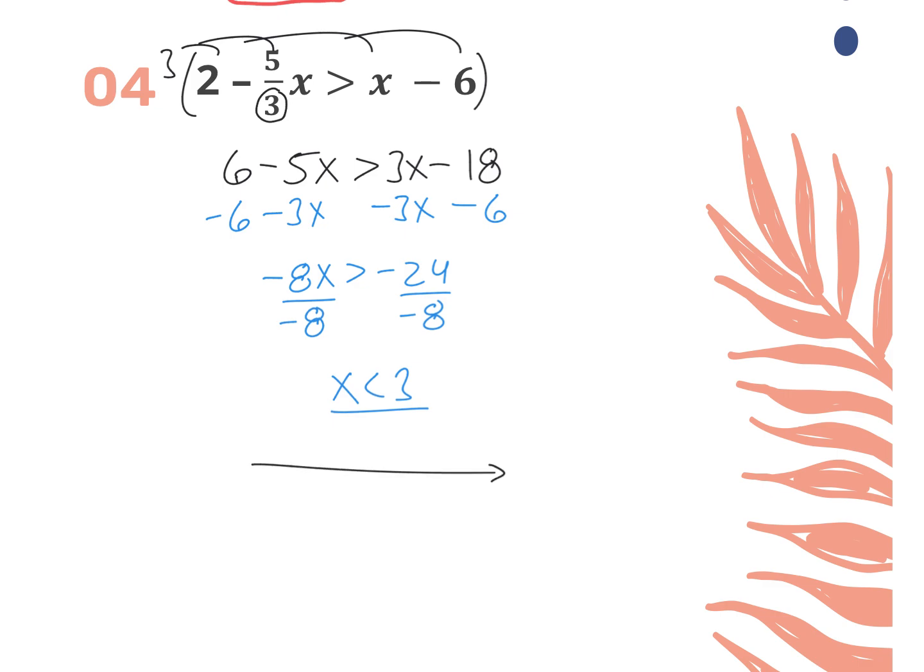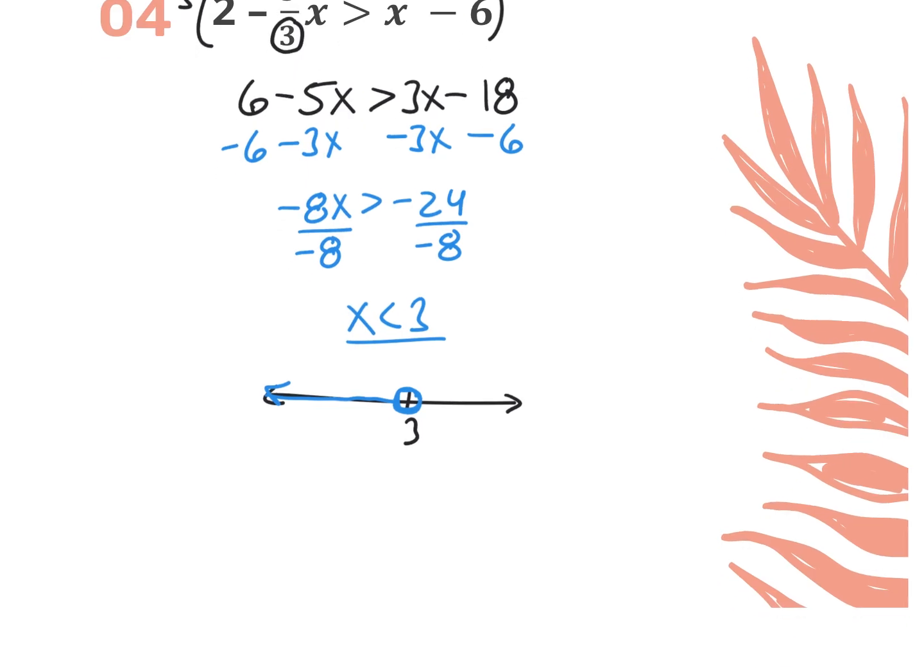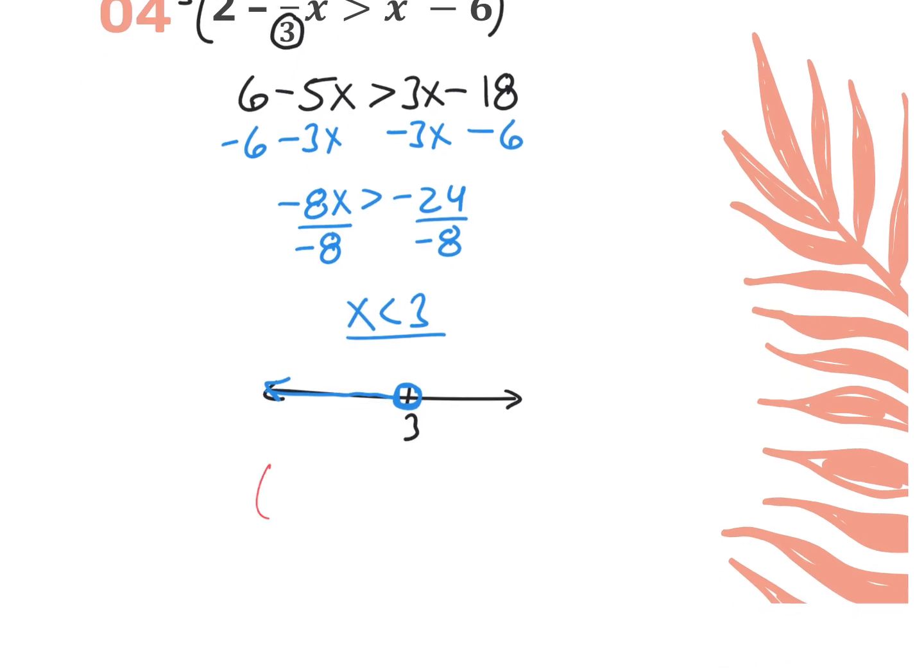As a graph, plot a point at 3. Because this is a strict inequality, I'm going to have an open circle, and anything less than 3 is going to go in this direction. And then in interval notation, going from left to right, the smallest value that we have is going to be at negative infinity, and the biggest is going to go up to 3, with a parentheses, because it's an open circle. And that's our answer in interval notation.